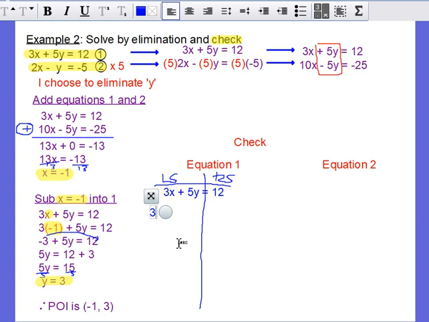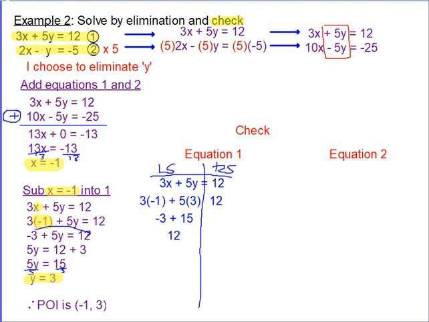So x is negative 1. 3 times negative 1 plus 5 times y, which is 3. So we're subbing in x and y here, and we're hoping that it equals 12. So we should get negative 3 plus 15. And look at that. It equals 12. Left side equals right side. And we're good on that one.